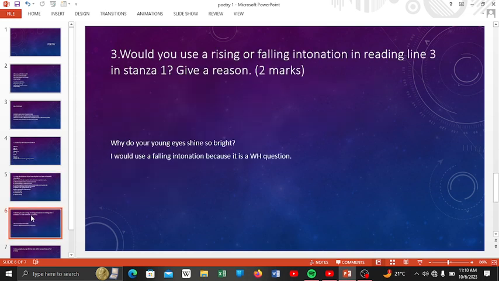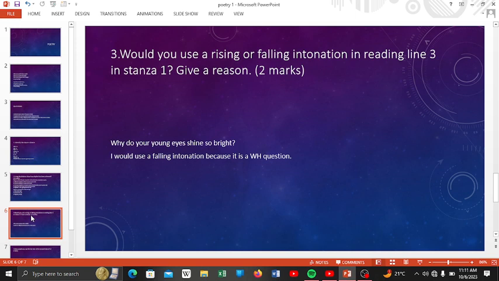Question 3. Would you use a rising or falling intonation? And also note how the question has started and you give a reason for your answer. So the question has stated, would you? Therefore, when you're answering, you should start with I would. So that is just the proper way of answering questions, like a scholar should.